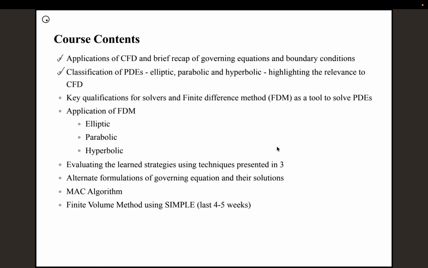We have completed different kinds of solvers and finite difference methods for elliptic, hyperbolic, and parabolic equations. And last week we discussed how to analyze the stability of a given scheme. So this week we'll discuss a particular formulation called the vorticity stream function method, which is specifically applicable for a certain class of problems, which we will look into this week.